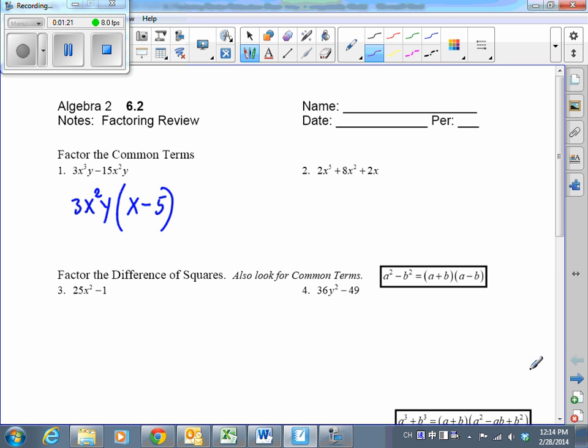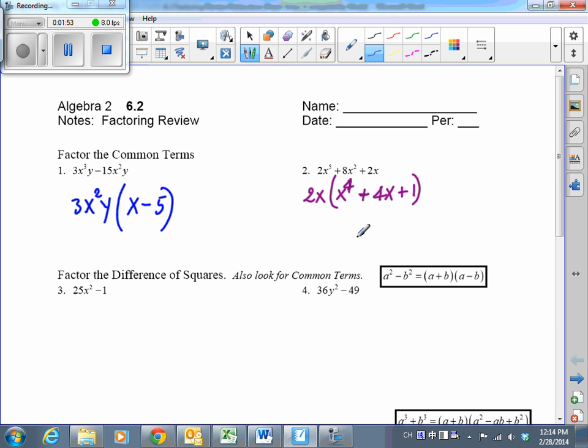All right, let's look at number 2. Do we have anything in common? Both have a 2. There's an x. And if you factor 2x out of 2x to the power of 5, what's left? X to the power of 4. And what about 2x squared? What's left? 4x. What about the last one? Plus 1. You see how important the 1 is now.